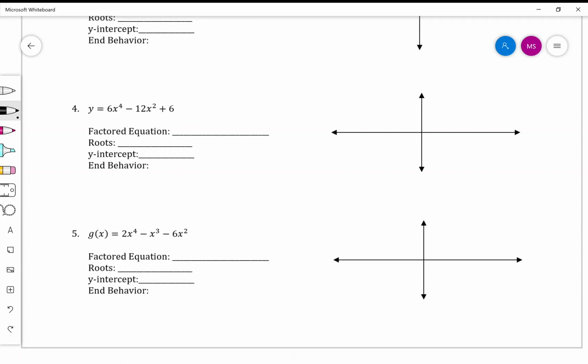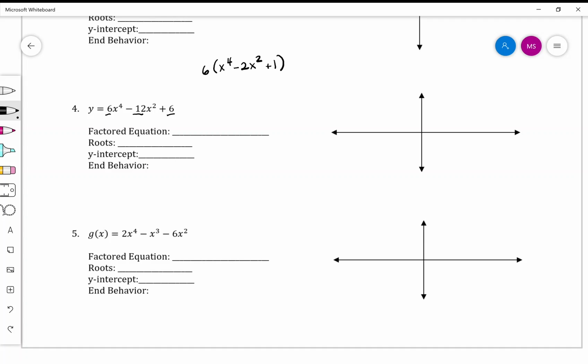You should have seen this in your other factoring as well. So here you're going to do the GCF. 6, 12, and 6 have a common factor of 6, so we're going to go ahead and factor that out. Here I'm going to factor out 6. They don't have any of the x raised to any power that's the same, so I can't take any of that out. So really we're just left with x to the 4th minus 2x squared plus 1.